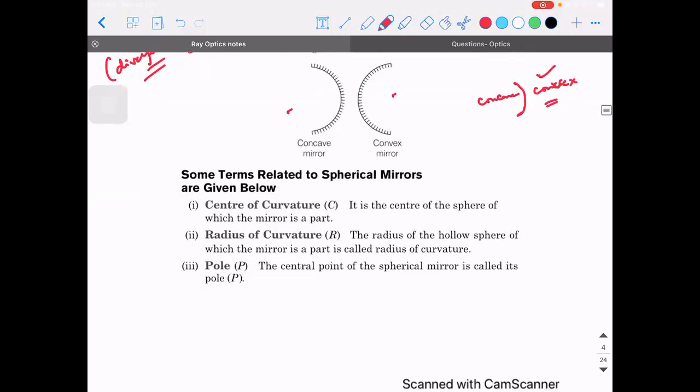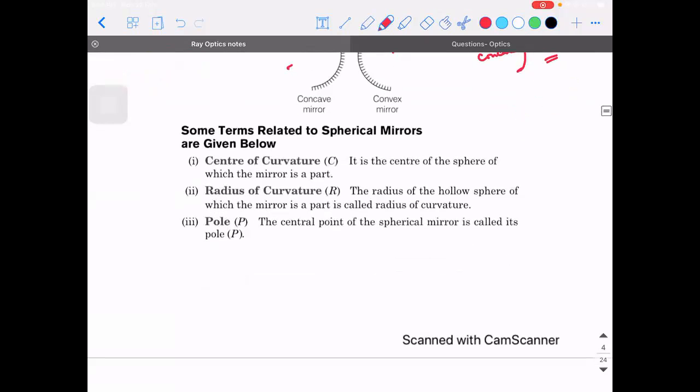Because this concept is important for refraction through curved surface.